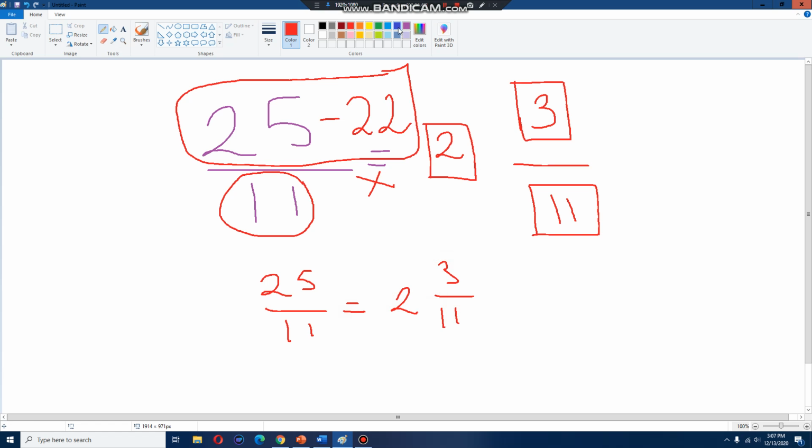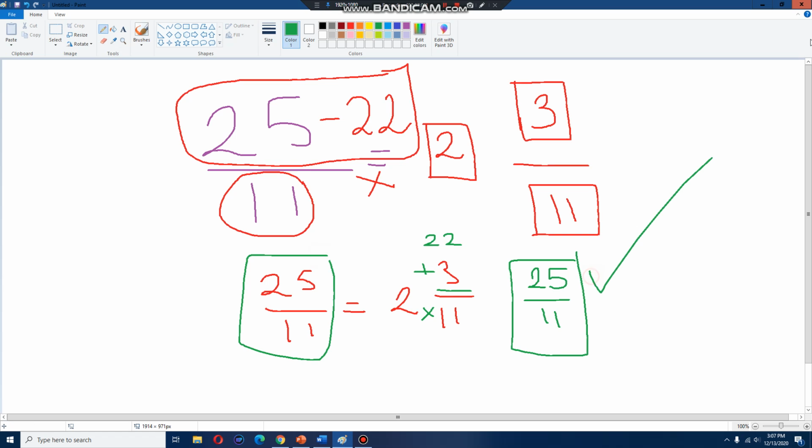And I'll prove it to you by multiplying it. 11 times 2 is 22. And 22 plus 3 is 25. And the denominator is 11. Is this the same answer as this answer? Yep, check. It works. That is how you change an improper fraction to a mixed fraction.